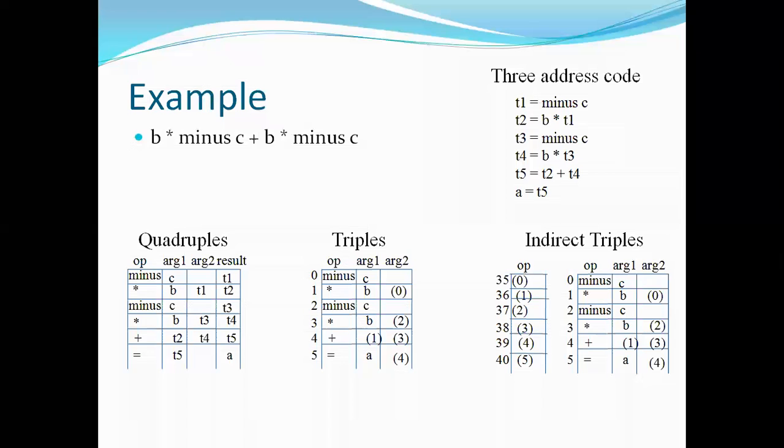What's the difference between these two? See here, in the place of 0, I am using 35. In the place of 1, I am using 36. In the place of 2, I am using 37. In the place of 3, I am using 38. In the place of 4, I am using 39. What it means is that indirectly, not in a direct manner, I am referring to the pointers from the symbol table. That means if I call the reference number 39, it indirectly points to the 4.